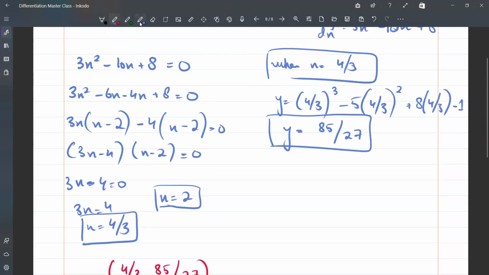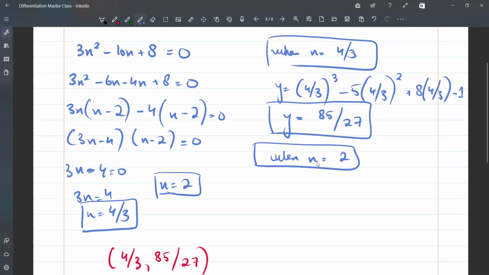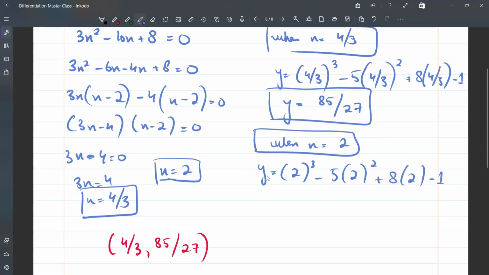Okay. So now when x is equal to 2, y would be 2 cube minus 5 times 2 square plus 8 times 2 minus 1. This would give us 3.